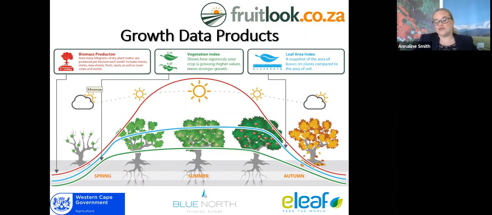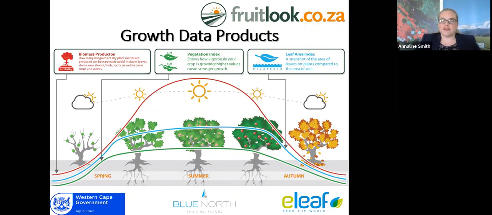NDVI stands for Normalized Differentiated Vegetation Index, and it doesn't have a unit attached to it. It works on a scale between 0 and 1. But for a planted area, it will never go to 0 and will never be 1. So it always will be between 0.25 and 0.85. The higher the value, the denser your canopy, but also the healthier your canopy is. So you can see it as an indication of vigorous growth and strong and healthy growth.